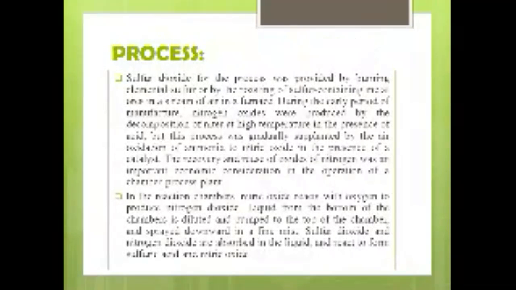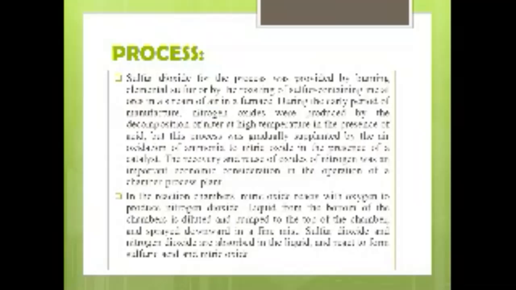So here is the process of the lead chamber process. The sulfur dioxide for the process was provided by burning elemental sulfur or by roasting sulfur-containing metal ores in a stream of air in a furnace. During the early period of manufacture, nitrogen oxides were produced by decomposition of niter at high temperature in the presence of acid. But this process was gradually supplanted by the air oxidation of ammonia to nitric oxide in the presence of a catalyst. The recovery and reuse of oxides of nitrogen was an important economic consideration in the operation of a chamber process plant.